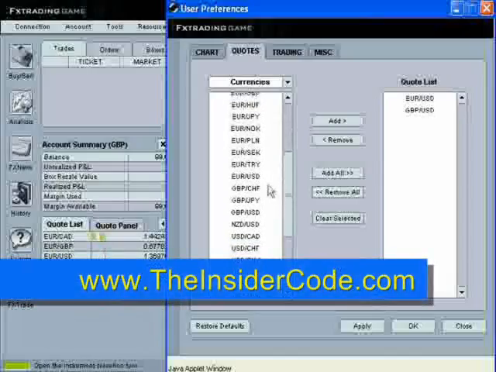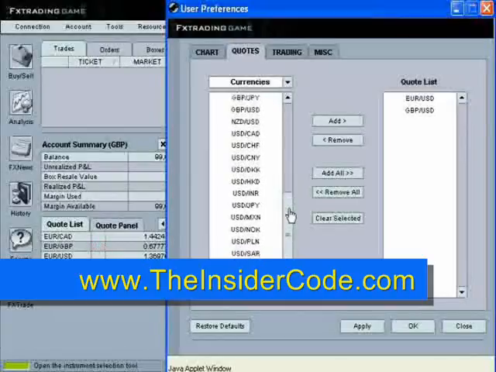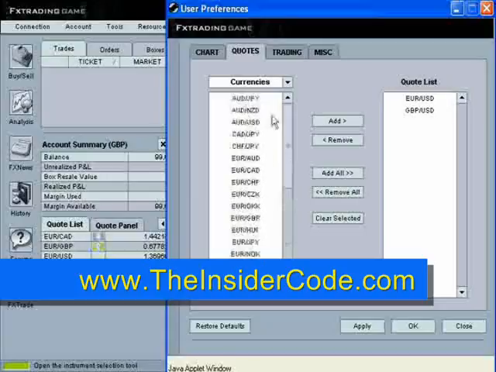There are plenty of pound crosses, and of course a whole bunch of U.S. crosses. In fact, the U.S. dollar you can trade against just about any major country with Oanda. Okay, so that's the selection, and if you want to pare down the list over here, that's the way you go about it.